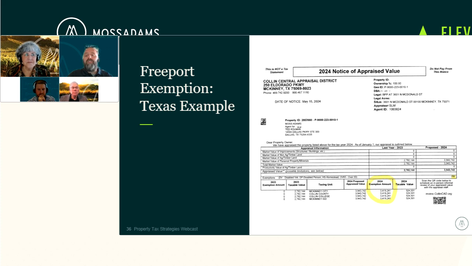So with that, I know everybody's very excited about the Texas Freeport exemption. Just to recap very quickly, if you ship out of the state of Texas, you need to find out if you're in a place that offers Freeport exemption. Make sure you file by April 30th. You'll deal with the appraisal district to get it approved and granted. When that's done, you have a very robust exemption.